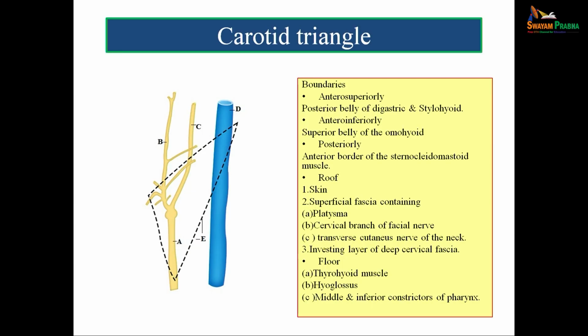The roof of the triangle is formed by skin and superficial fascia containing the muscle platysma once again, along with its nerve supply, the cervical branch of facial nerve. Another nerve there is the transverse cutaneous nerve of neck. Then investing layer of deep cervical fascia is also present in the roof. Floor is formed by 3 muscles: thyroid, hyoglossus, and middle and inferior constrictor muscles of pharynx.